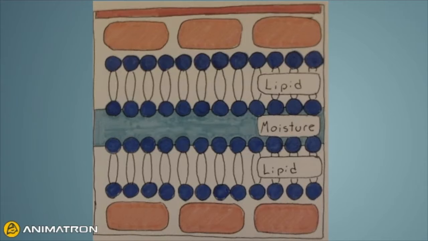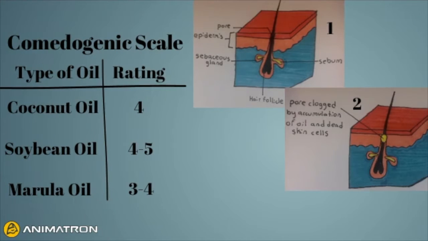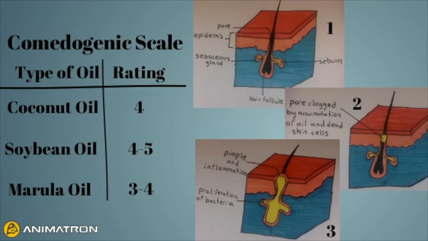However, there are many disadvantages to this process. Many plant oils have a high comedogenic rating, which is a number between 1 and 5 that measures how likely an oil is to clog pores and cause acne, with a higher number indicating a greater likelihood.